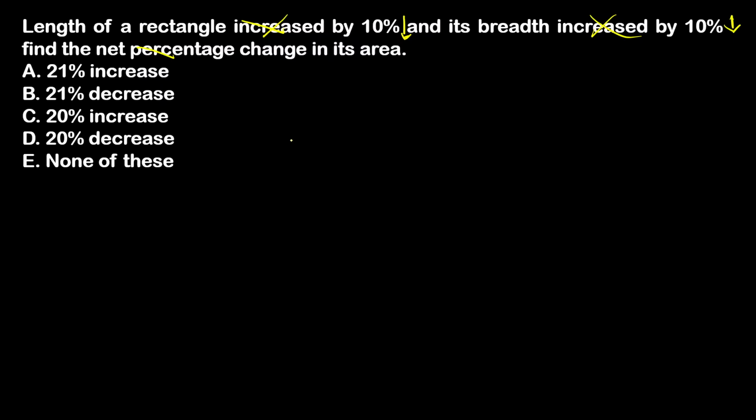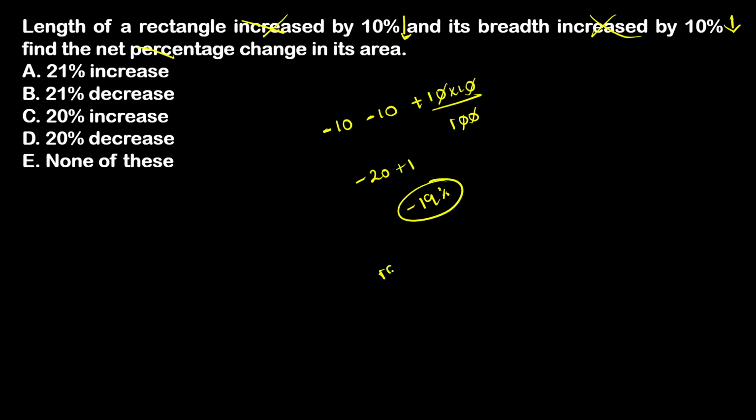Let us solve this question. Length of a rectangle is decreased by 10 percentage, so it's minus 10. Breadth is decreased by 10 percentage, it's minus 10 again. When it's minus 10 into minus 10, that becomes 10 into 10. Minus into minus becomes a positive value, that's plus by 100. So now if we calculate this, minus 20 plus 1, so it's minus 19 percentage. As it's minus, we need to understand it as 19 percentage decrease.